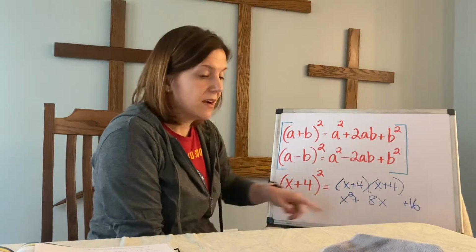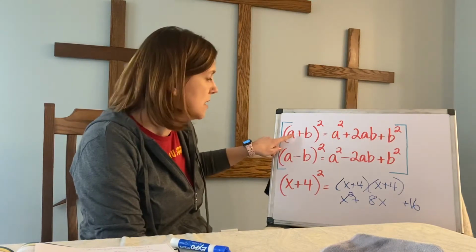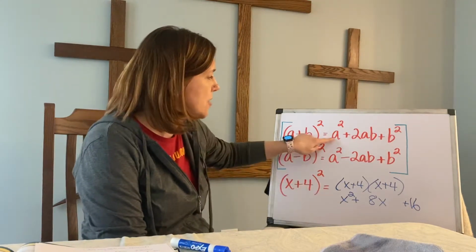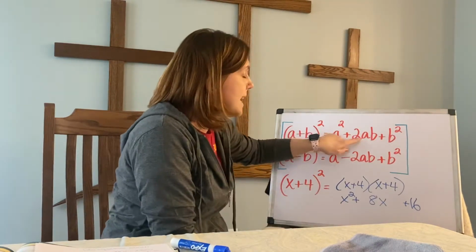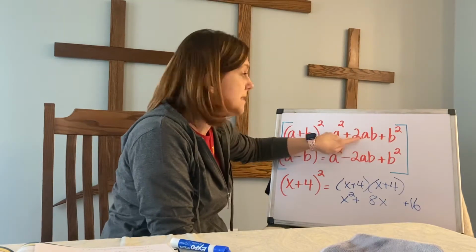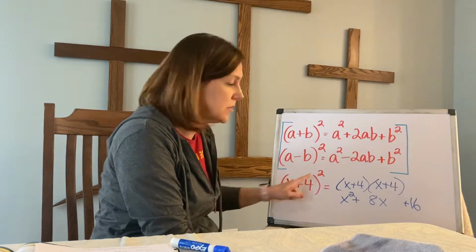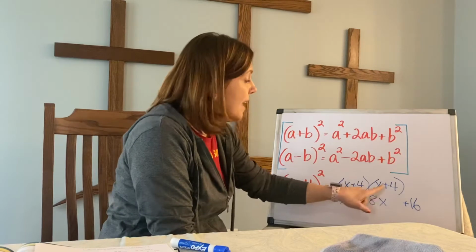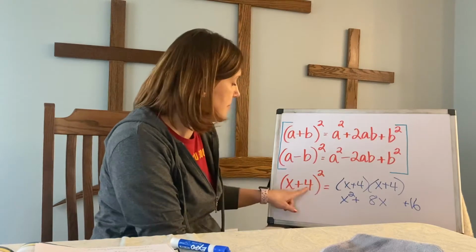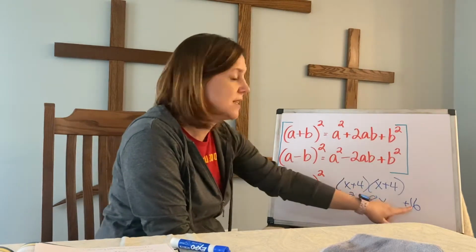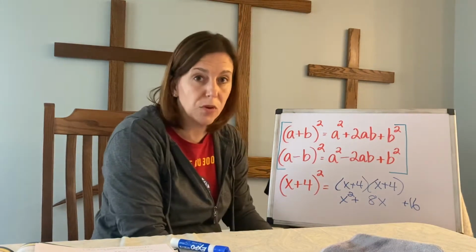Where we see the pattern here is, like I said, my A is whatever is in my first position. So in this problem, it's an x. So according to this pattern, I would square that, and I get x squared, just like I did here. Then I take my A times my B and double it. So in this problem, A times B is 4x, double it gives me my 8x. My last part of my perfect square trinomial is just the B squared. My B is my second position, 4 squared is 16. So this is offering you a shortcut method to be able to perform binomials squared.